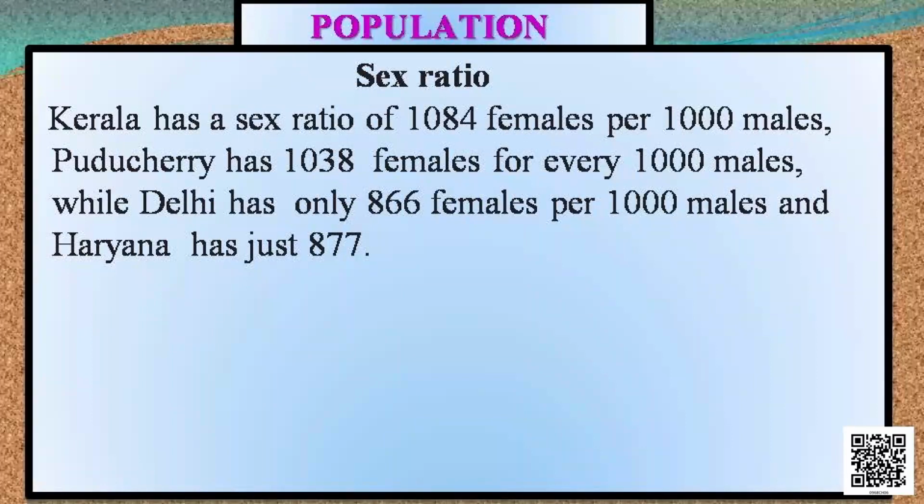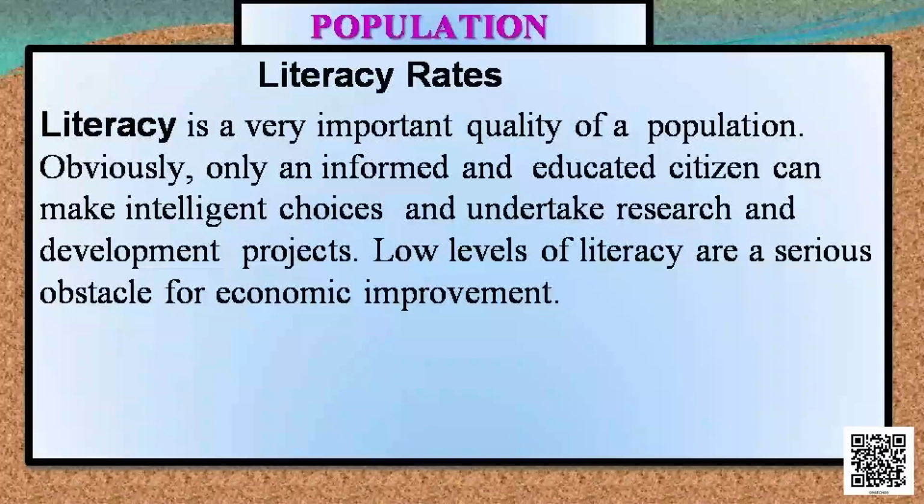But whereas in Delhi it has only 866 females per 1000 males, in Haryana it is lower than that of Delhi, that is just 877. Let us discuss the literacy rate in our country. Who is called a literate? A person who can read or write at the age of 7 or above is called a literate person.